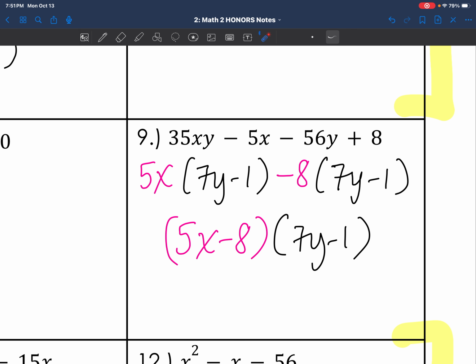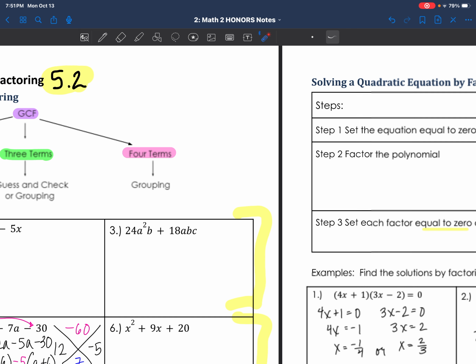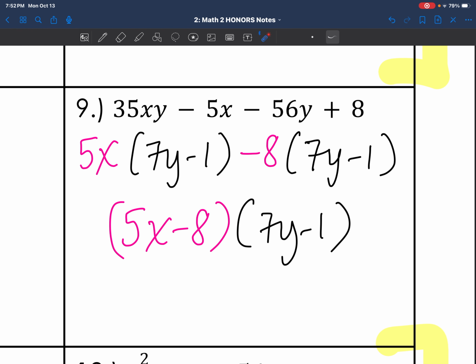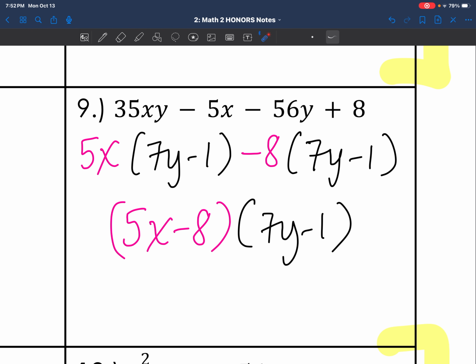Alright, for this one, we've got 4 terms here. So since we have 4 terms, I'm definitely going to do grouping. And I'm going to first look, there's no GCF I can take out, but I can group these two. And I'm going to take out 5x, and what's left over is 7y minus 1. And then looking here, I'm going to take out the GCF, and then what's left over is 7y minus 1. So remember, make sure you change that sign when you're doing that. And then also, if you did this correctly, what's inside the parentheses should be the same, and then what's outside the parentheses should go here.